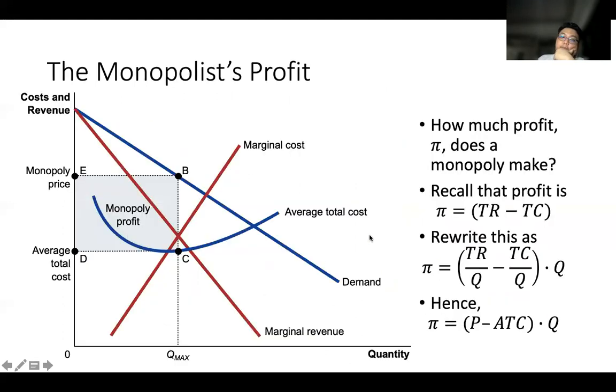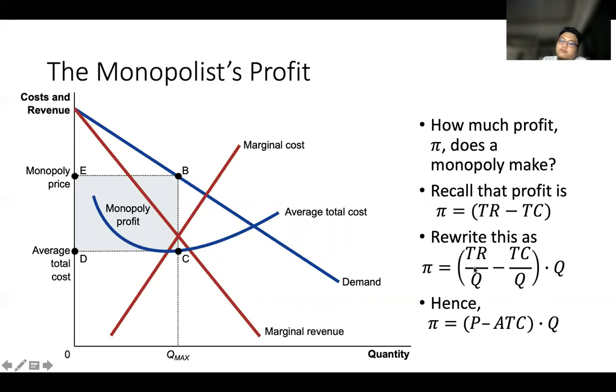We can also compute the monopolist's profit. Again, total profit is total revenue minus total cost. We can equivalently write this as follows: I can just divide each by Q and multiply by Q. This is equivalent. Why? Because if I take out 1 over Q, that cancels and we get total revenue minus total cost as well. That's why I mentioned it's a rewrite.